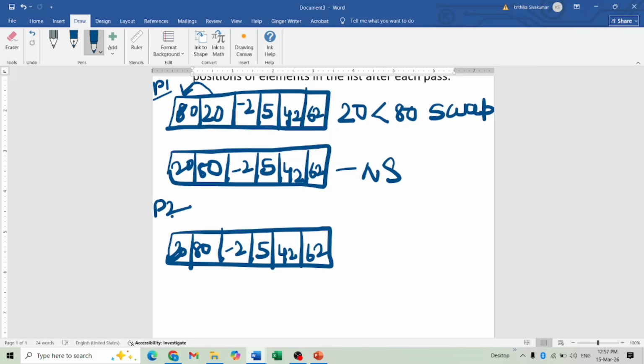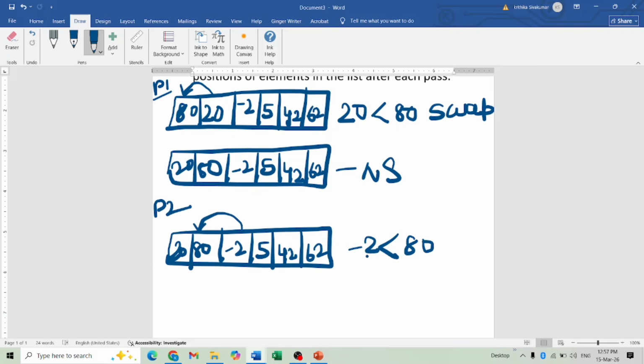Okay, now in pass 2, where will the comparison start? In pass 1, the second. Pass 3 means what? Third. From the third, you are going to compare it with the second. So you have to write what? Minus 2 is less than, what is the comparison you are doing? 80. So it is true or false?